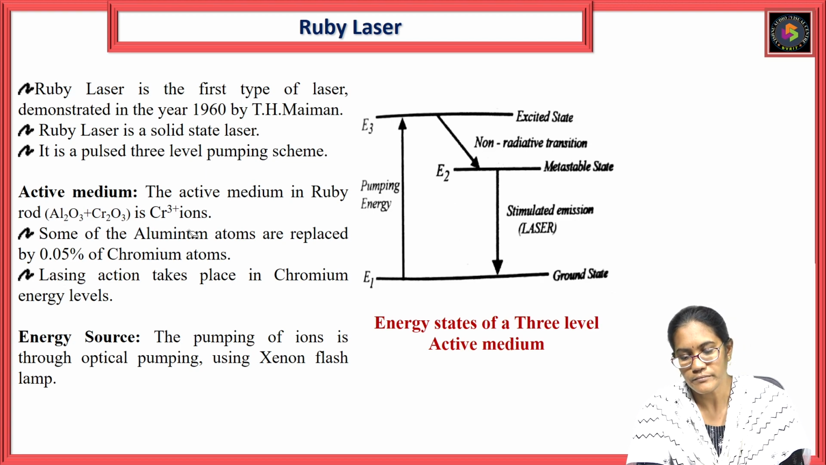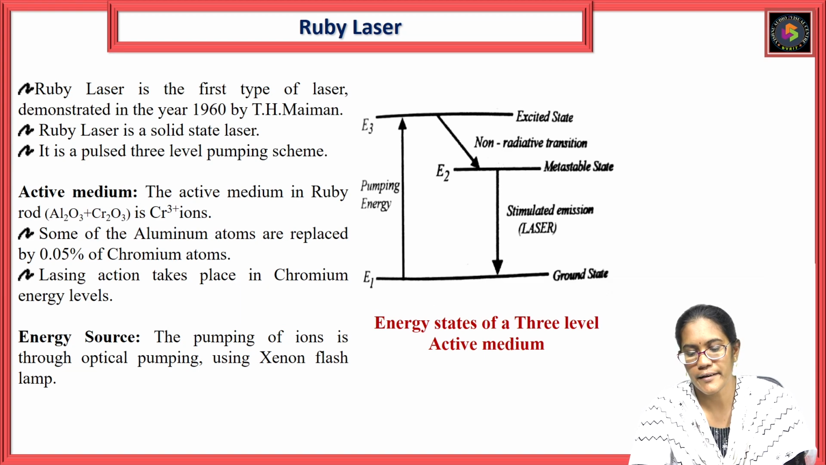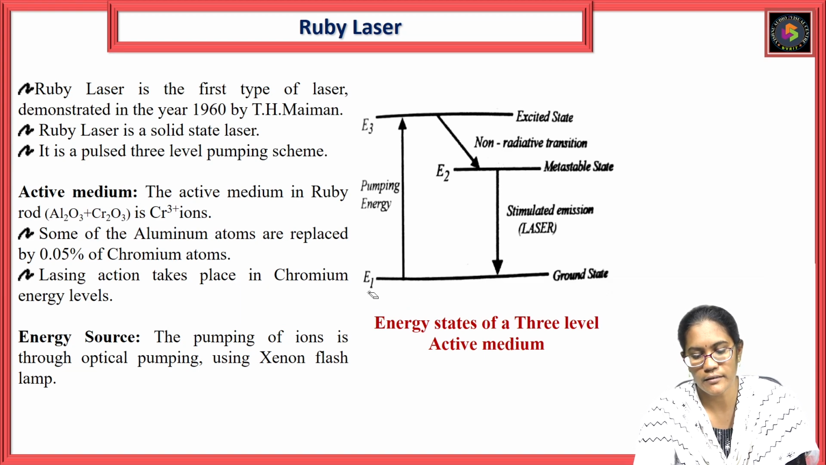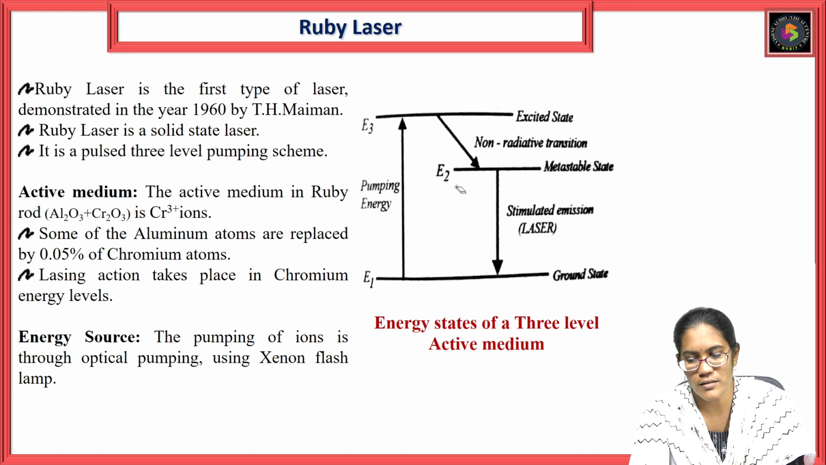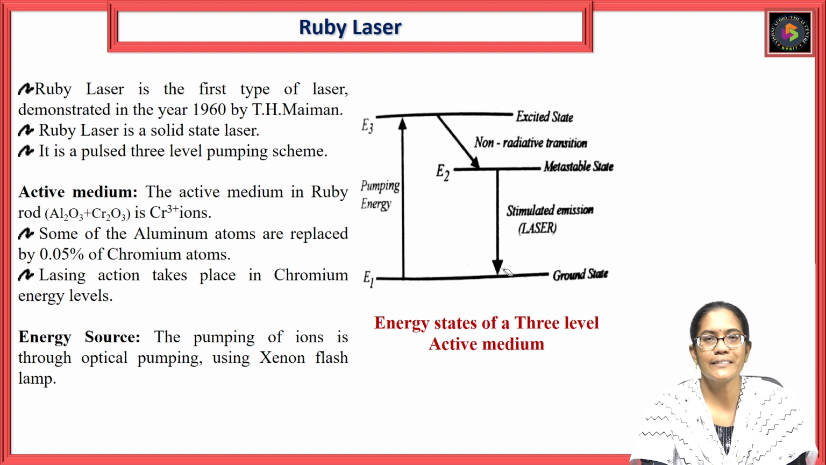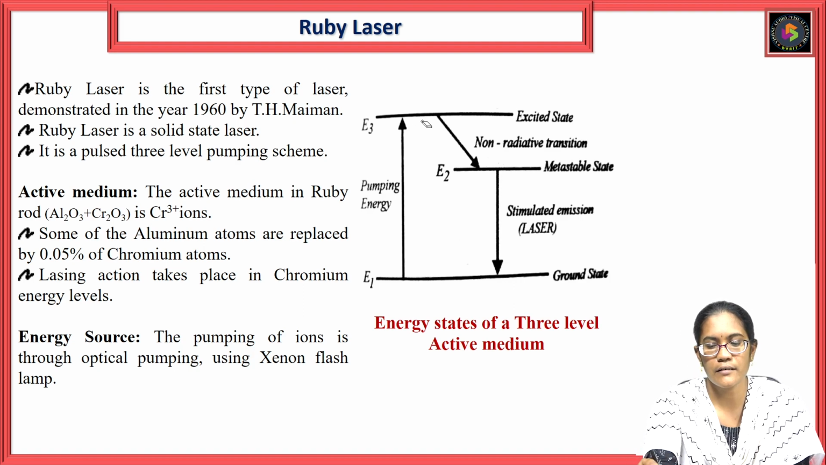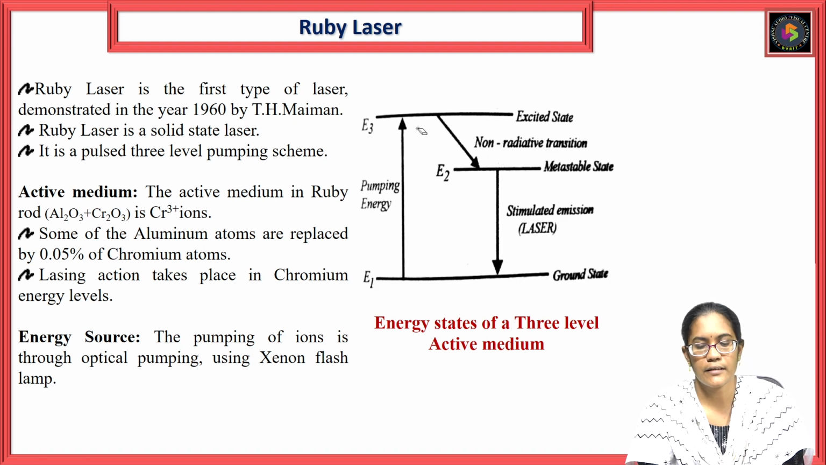Here, you can see three energy states. One is E1, the ground state, the lower energy state. The second one is E2, the metastable state, and this acts as an intermediate state between the high energy state and the ground state. The third one, E3, is the high energy, excited state.